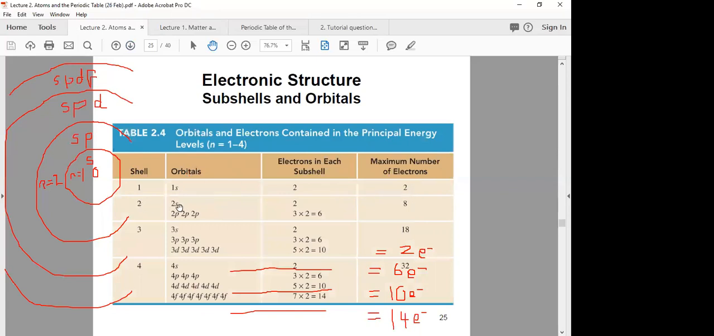Shell number 2 also has an s subshell, and it has a p subshell. The reason this is written 3 times is because there are 3 orbitals in the p subshell. It can be a bit confusing. But anyway, how many electrons can be found in a p subshell? 3 orbitals times 2 electrons in each, for a total of 6. So in total, shell number 2 can hold 8 electrons. That's how to read that table.